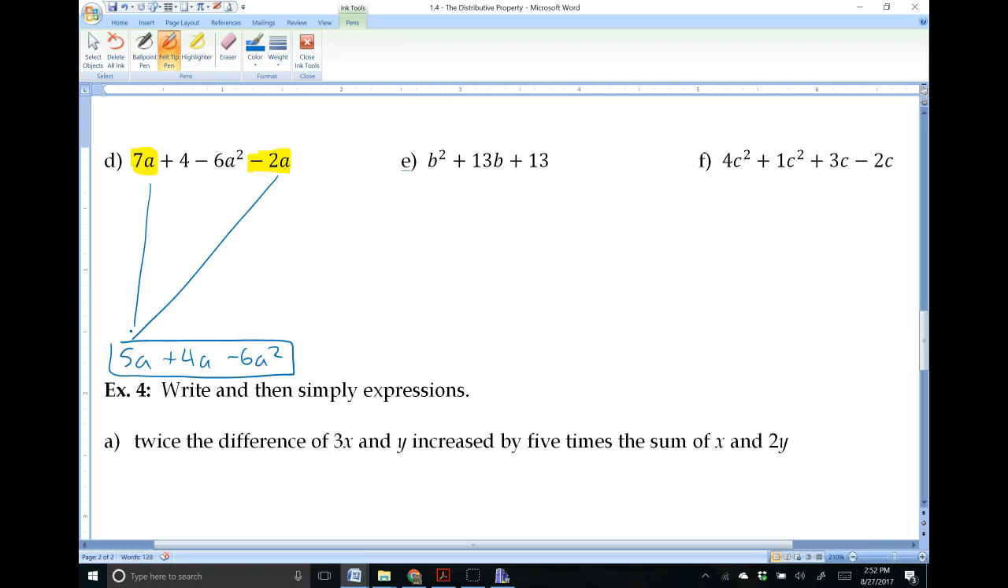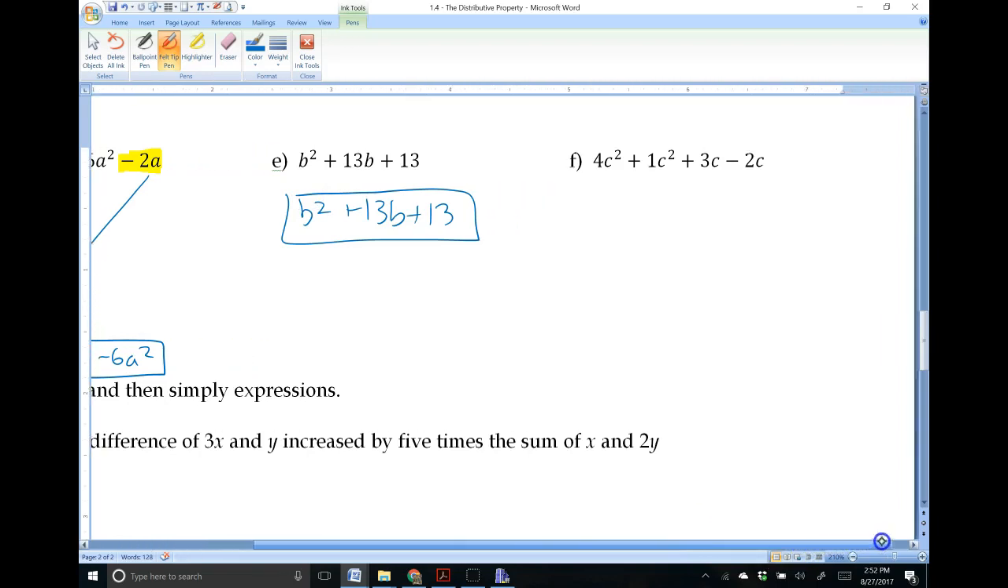Alright, for part E, I got a b squared and I have a b, and that's all I have. Actually, nothing gets rewritten. So the answer is just the same thing as the problem. Alright, there's nothing to add up. It's a little bit of a trick here.